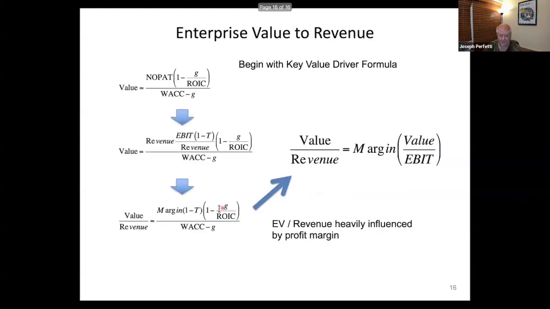So if that is the formula for enterprise value to EBIT, then enterprise value to revenue equals the EBIT margin right there times the enterprise value to EBIT multiple. If we take the enterprise value to revenue multiple and we divide by the enterprise value to EBIT multiple, we get the EBIT margin. We've been doing that for 2 weeks.